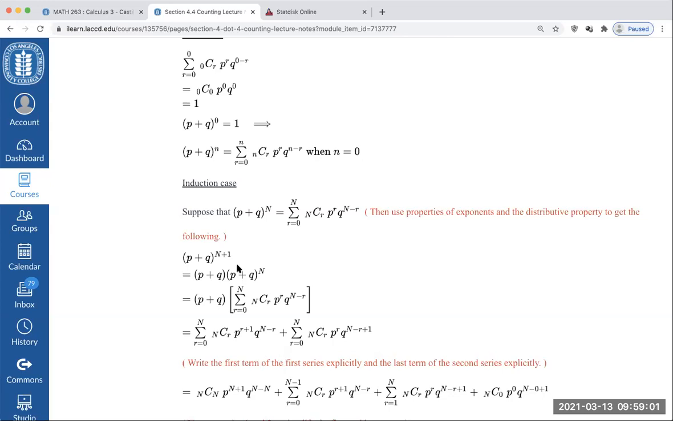Plus, now let's multiply everything here by q. Using the distributive property, I'll just add one additional power of q. So the sum, r equaling 0 to capital N, of nCr p to the r times q to the capital N minus r plus 1, again because I multiplied by one additional power of q.